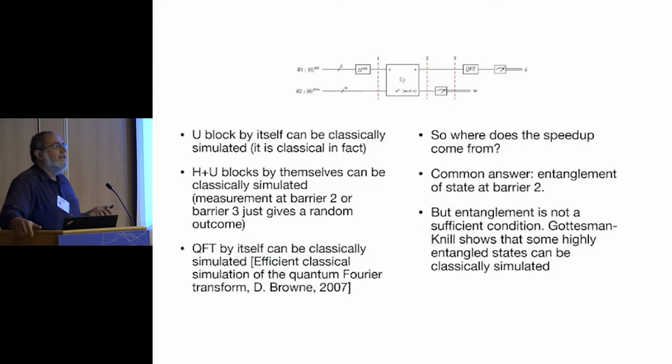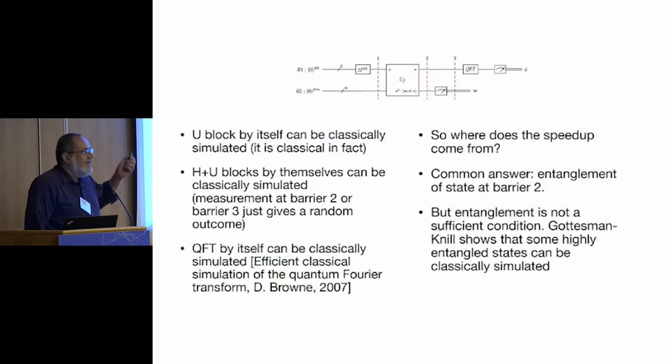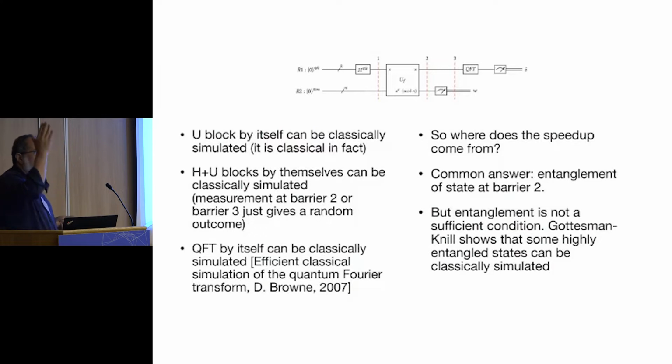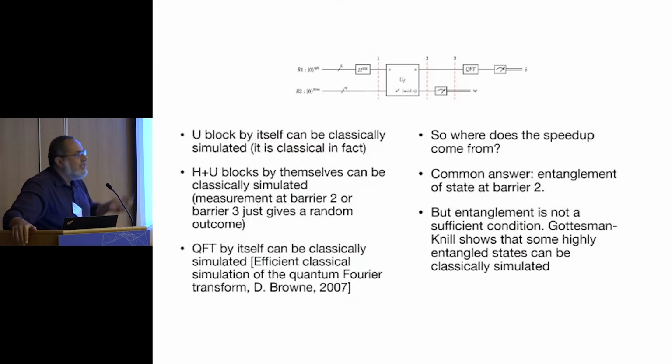Another common answer is, well, it's at the interface between them, because the speedup doesn't come from any particular block, but it comes from how they interact. So a common answer is that when you get to barrier 2, there is some kind of deeply entangled state, and that's why you have a speedup. But again, there are other theorems that say this is not sufficient. You can have very highly entangled states, and you can still do classical simulation. There's no speedup.